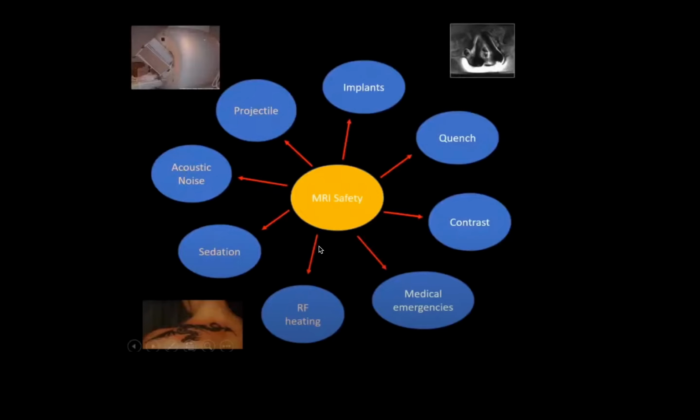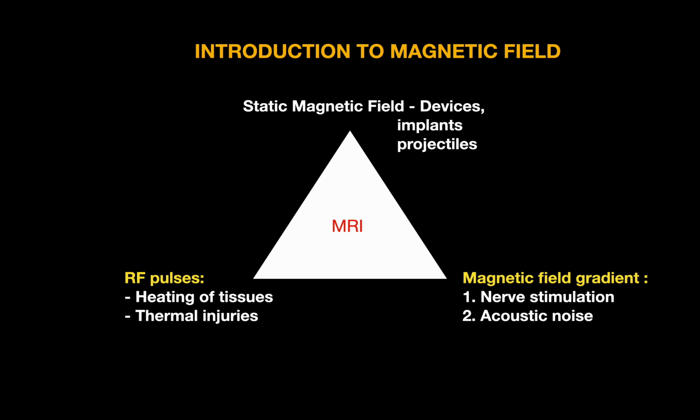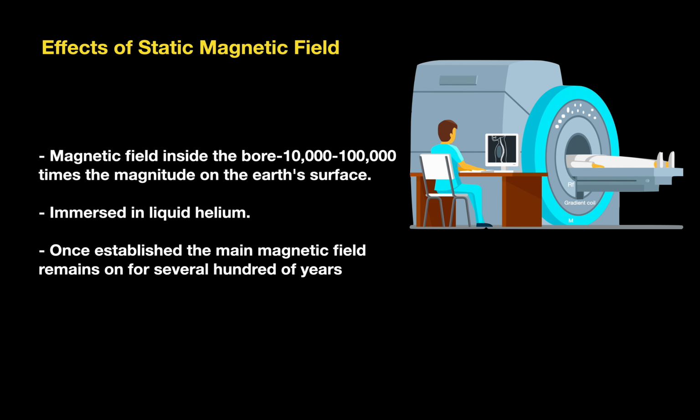MRI safety is divided into implants, quench, contrast, medical emergencies in MRI, RF heating, sedation, acoustic noise, and projectiles. So we will see one by one. Introduction to magnetic field. The magnetic field can be divided into three parts: static magnetic field, gradient, and radio frequency pulses. The static magnetic field can cause device, implant, or projectile type of injuries. Magnetic field gradient can cause nerve stimulation or acoustic noise, and radio frequency pulses can cause heating of tissue and thermal injuries.